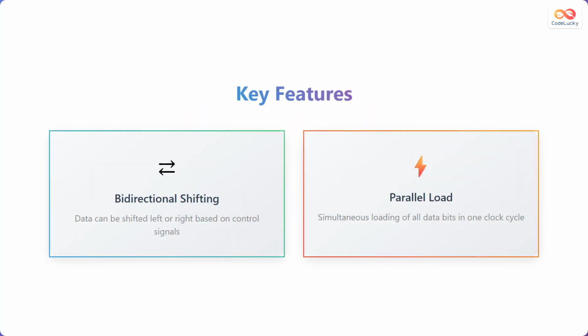Now, let's highlight the key features that make the universal shift register so adaptable. First is bidirectional shifting, meaning data can be shifted either to the left or to the right, depending on the control signals applied. Second is parallel load, which allows for the simultaneous loading of all the data bits in just one clock cycle. This is particularly useful when you need to quickly input a set of data into the register.